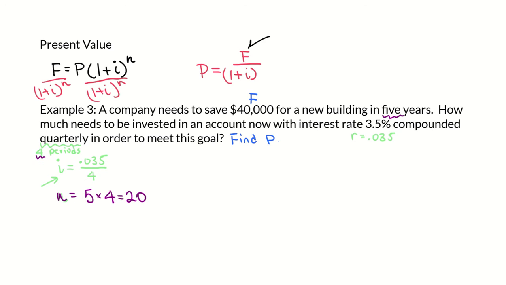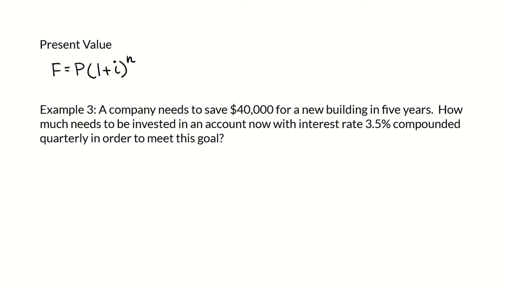So now using this new present value compound interest formula, we set up P equals the future value, which is 40,000, divided by (1 plus I), and I is 0.035 over 4, that whole denominator raised to the N power. $33,603.85 would need to be invested now in order to reach the goal of $40,000 over the 5-year period.